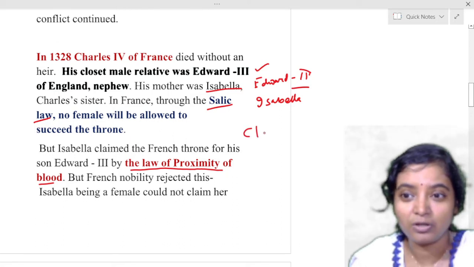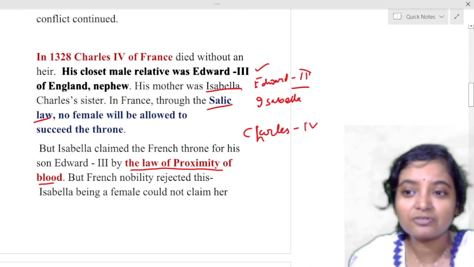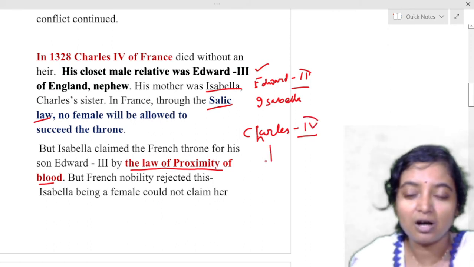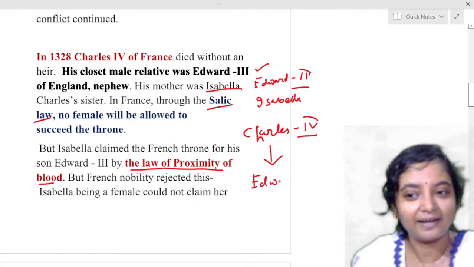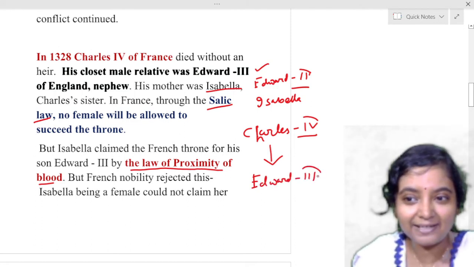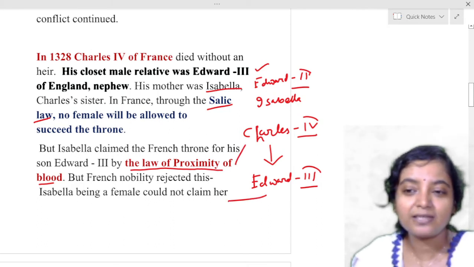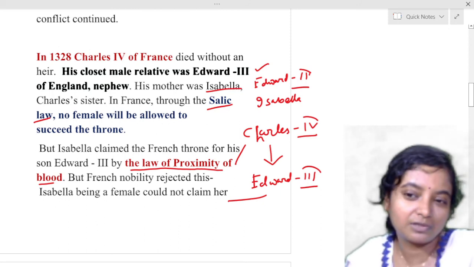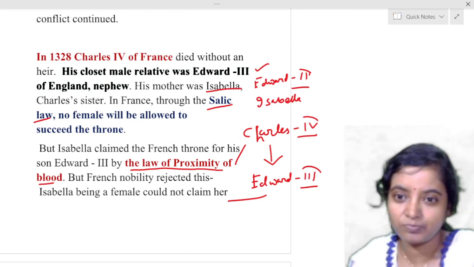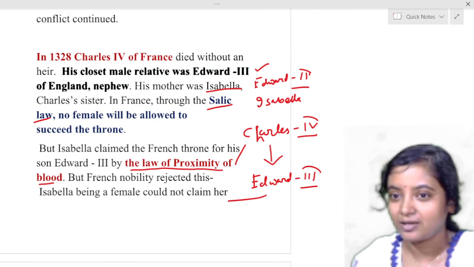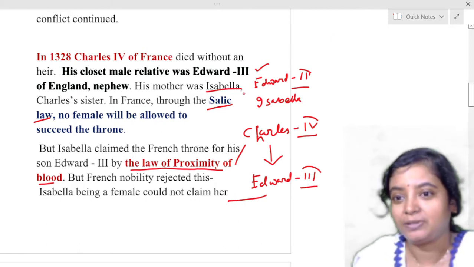When Charles IV died, Charles IV's closest relative by the law of proximity of blood was Edward III. So on that ground, Isabella, Edward's mother and Charles' sister, was thinking that her son's claim was proper and just. But what is the problem?